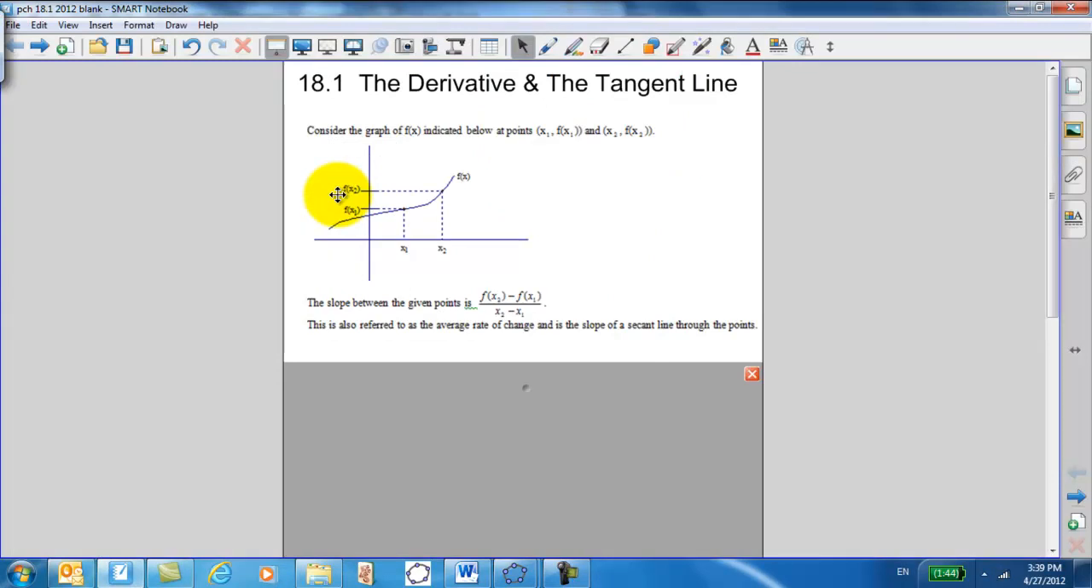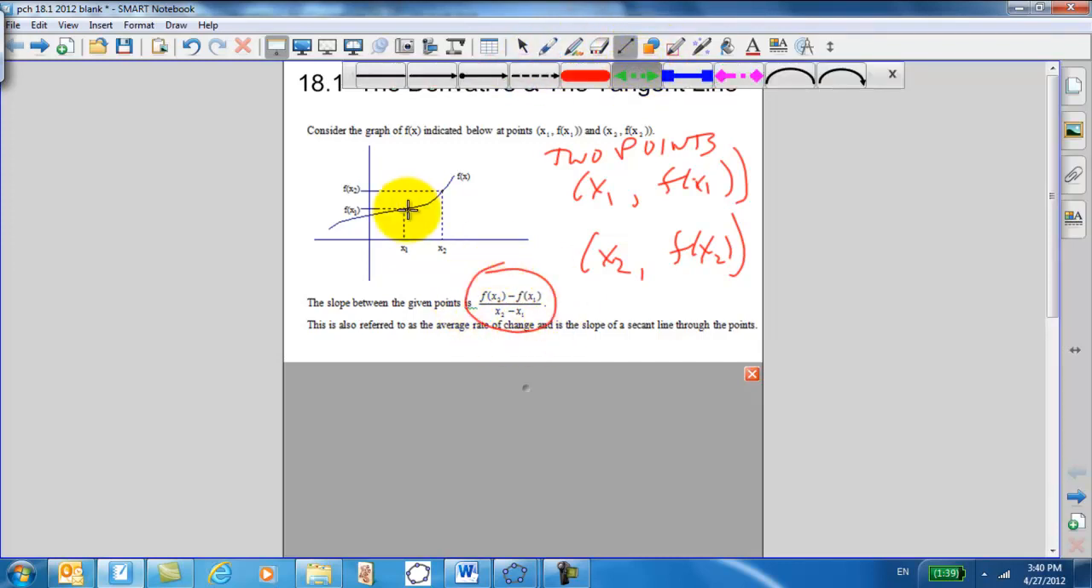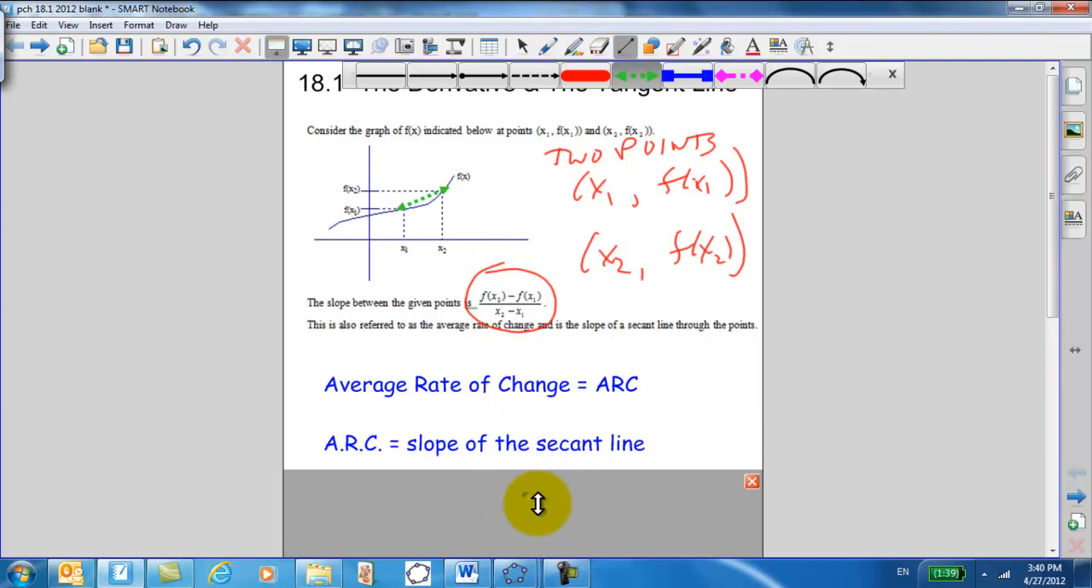Here in your 18.1 notes, the derivative and the tangent line. First we're looking at two points on a function, x1, f of x1, and x2, f of x2. It's just functional notation for two points. So here's the slope of the line between those two points. The line we're talking about now is this line between these two, like this. That's a secant line, and it's also called the average rate of change. Average rate of change, ARC, is equal to the slope of the secant line.